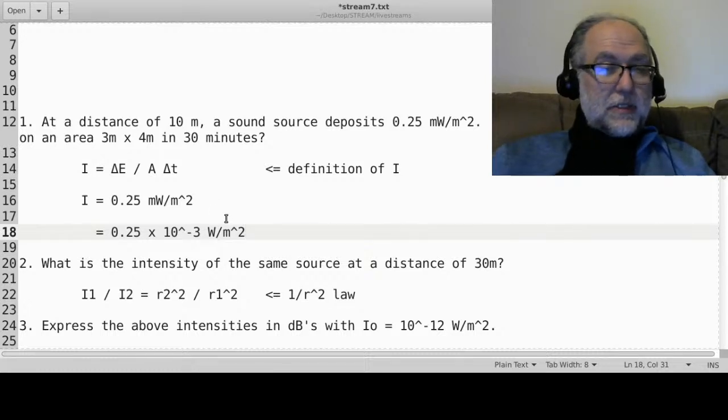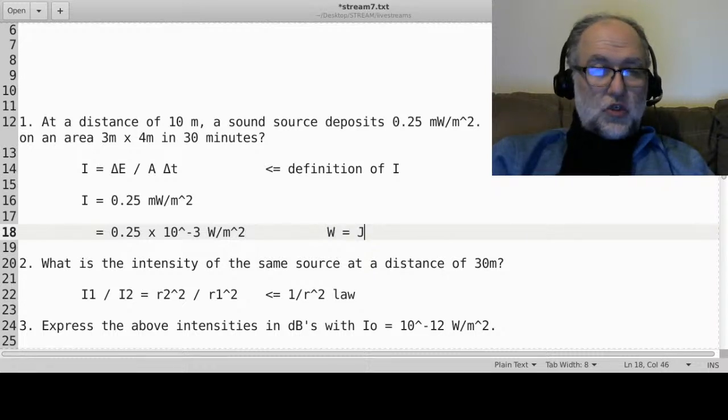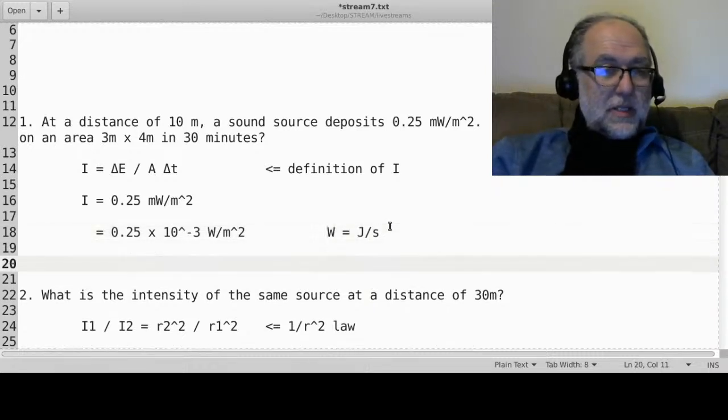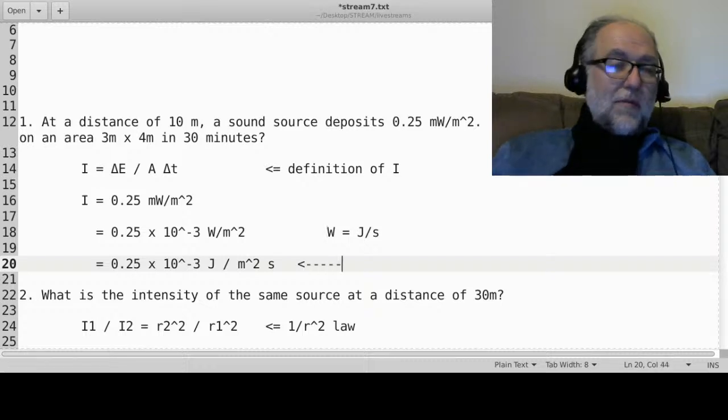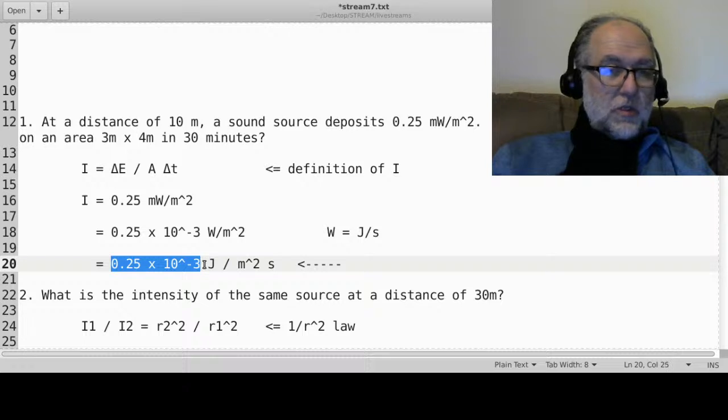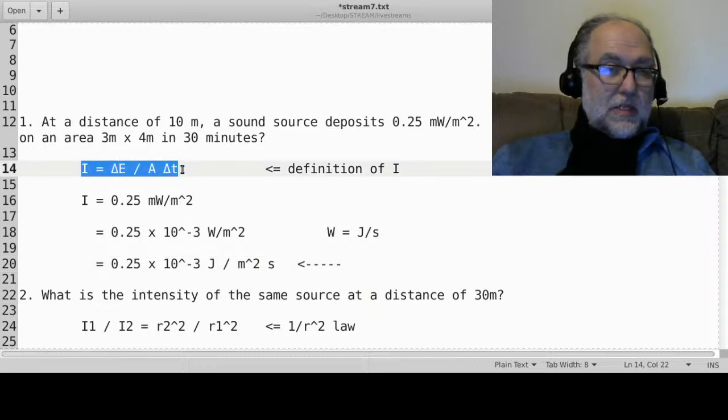Now the next thing I want to do is take that watt and, by definition, express it as a joule per second. That is equal to this number, in joules per meter squared second. In this form, I think it's a little more obvious how to answer the problem, because what it's basically saying is that this many joules are deposited per meter squared of area every second. And that's exactly what this formula is.